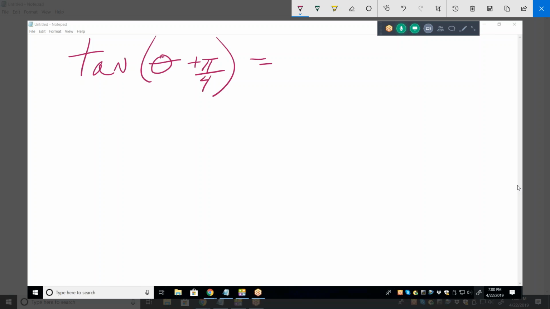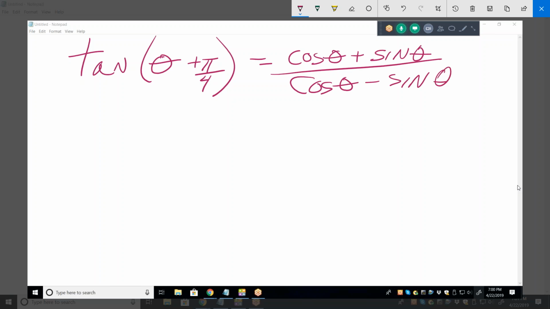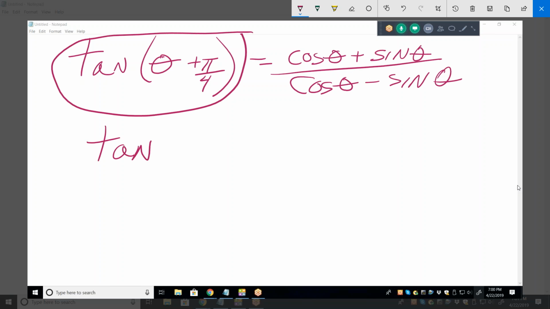There's another problem. And then cosine theta plus sine theta over cosine theta minus sine theta. All right. Let's start with this. First of all, let's start with the identity.